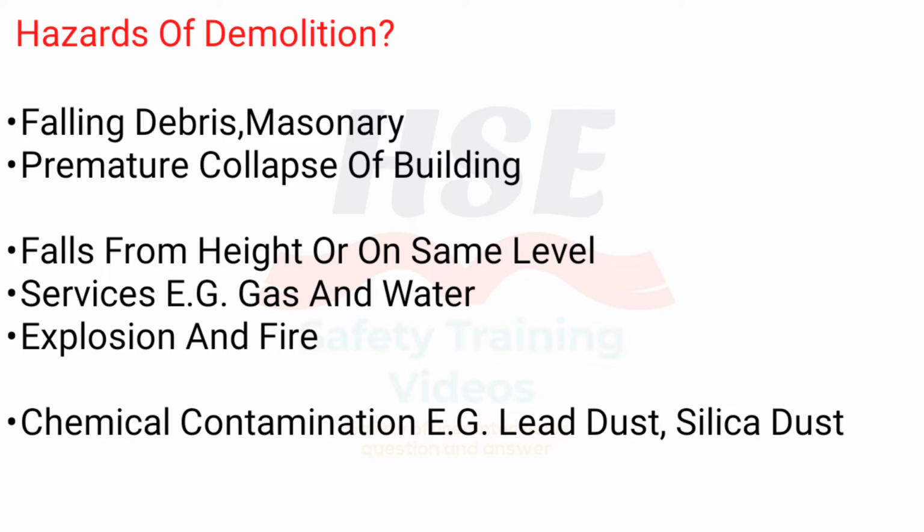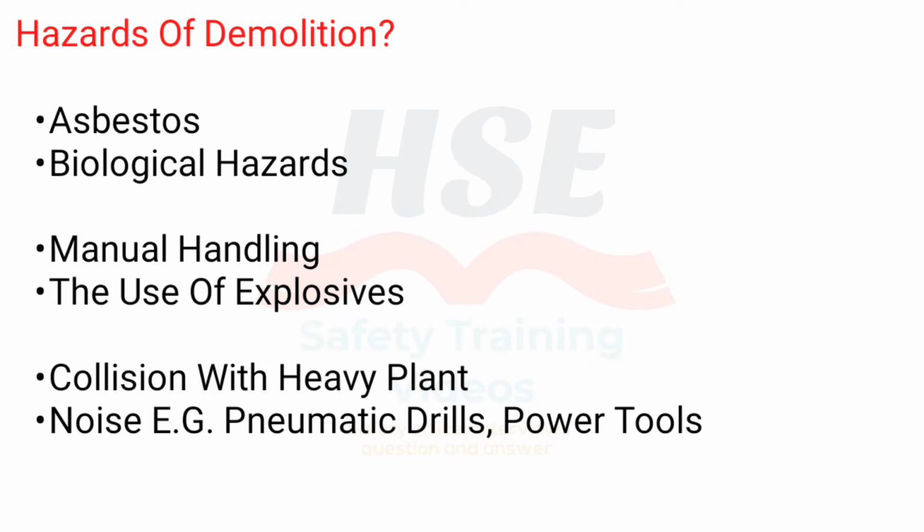Hazards of demolition: falling debris, masonry, premature collapse of building, falls from height or on the same level, services, for example gas and water, explosion and fire, chemical contamination, for example lead dust and silica dust, asbestos, biological hazards, manual handling, the use of explosives, collision with heavy plant, and noise, for example pneumatic drills and power tools.